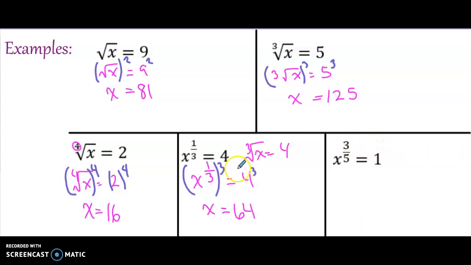So when you have a fraction, just take the reciprocal. Like in our last case, we have x to the 3/5. What is the reciprocal? Remember, reciprocal is where you flip the 3/5 and you write 5/3. So it'd be to the 5/3. Then x would equal 4 to the 5/3 power, which is 1.